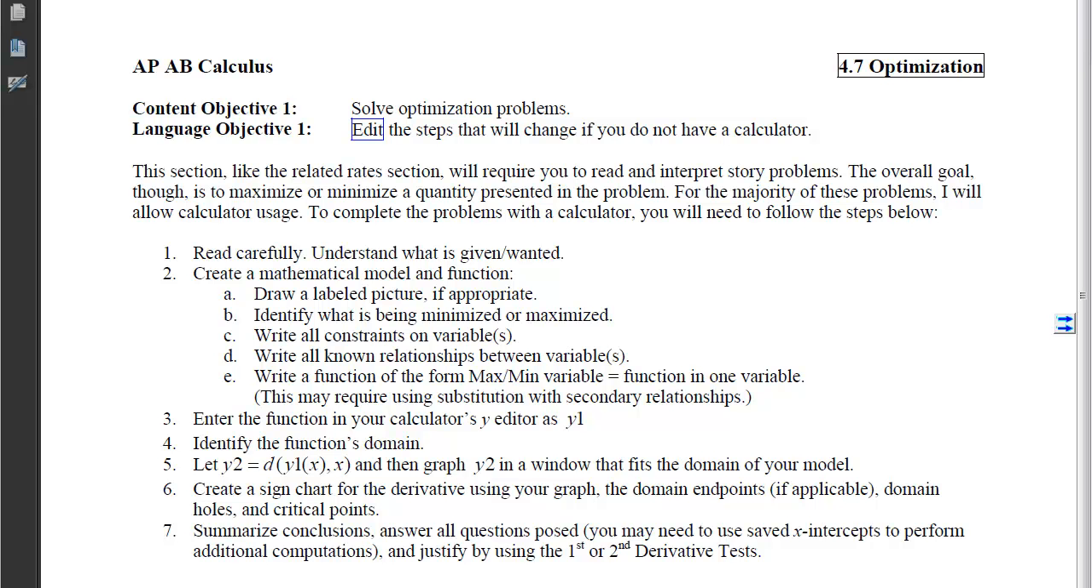And to complete the problems with the calculator, you will need to follow these 7 steps. So rather than have me read them all to you, I would like you to pause the video and read them in your notes, steps 1 through 7.